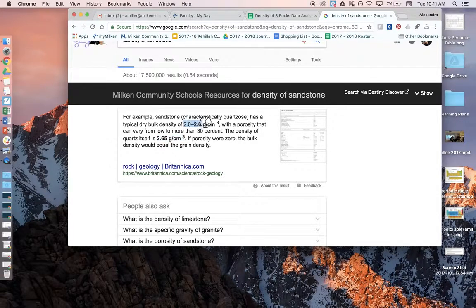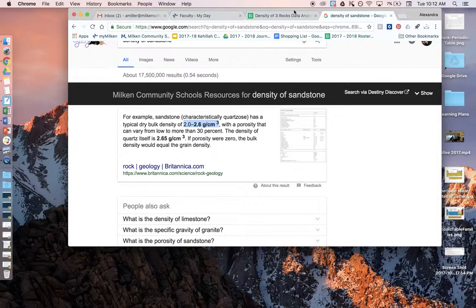Anyway, you see here that this source is reporting that a sandstone can be in this range of densities of 2.0 to 2.6 grams per centimeters cubed. So sandstone, you might remember from last year, is a stone made from sediment, from sand, from all different kinds of things. So it may not be the same throughout the world. And that's why you'll get this range of densities.